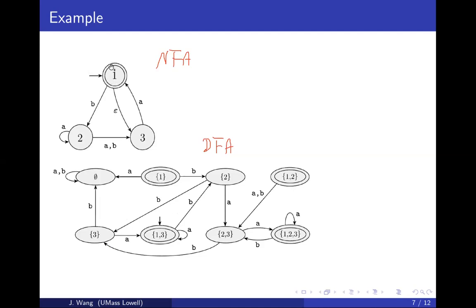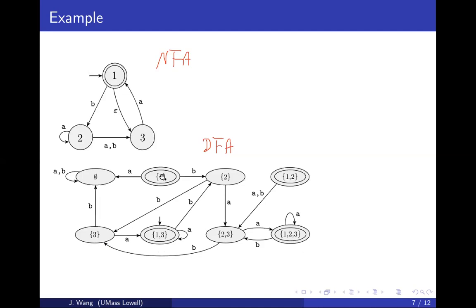For the initial state, we look at its epsilon closure, so that's 1 and 3. So this is the initial state, and this is also a set state. 1 itself is a final state, and its epsilon closure is also a final state, as long as 1 is in it. Any set that has a 1 in it, like 1, 2 and 1, 2, 3, is a final state. So put a double circle on those.